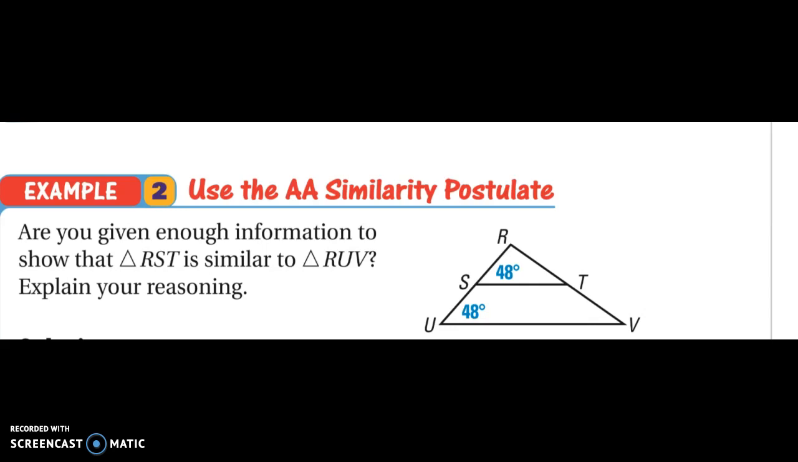Okay, for this example, we're asked if we have enough information to show that triangle RST is similar to triangle RUV. RST is this upper triangle, and triangle RUV is this bigger triangle. So do we have enough information to show that those two triangles are similar?